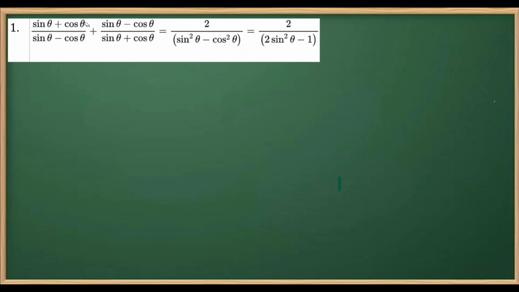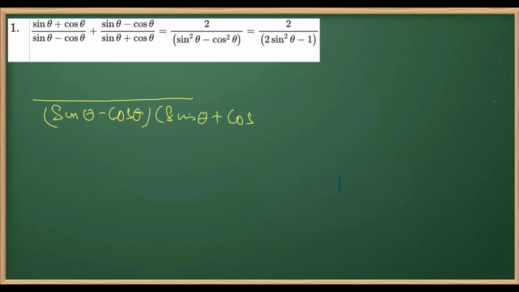Now, what you can observe here is that the numerator of this is equal to the denominator of the second, and same for the other. So here we are going to take LCM. LCM is going to be what? This is sine minus cos theta, that multiplied by sine plus cos theta, sine theta plus cos theta.